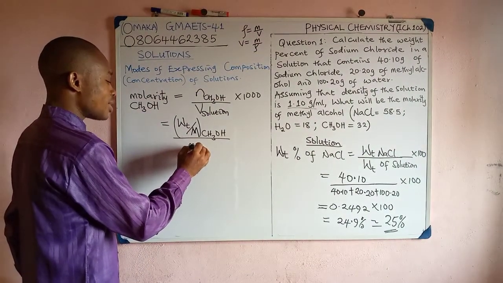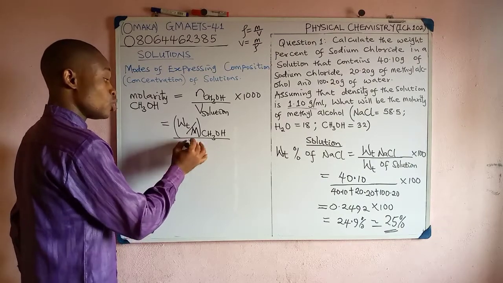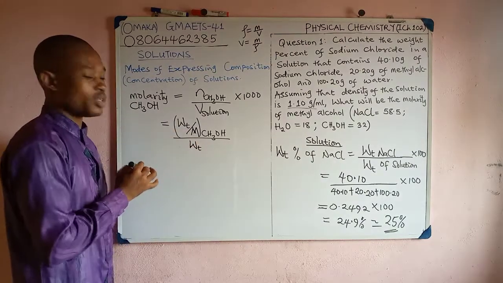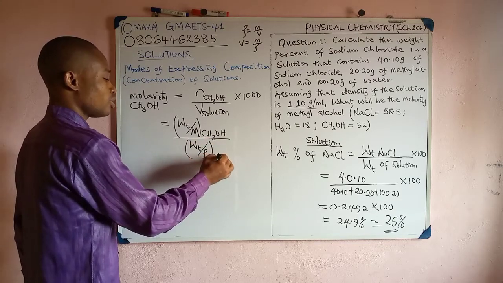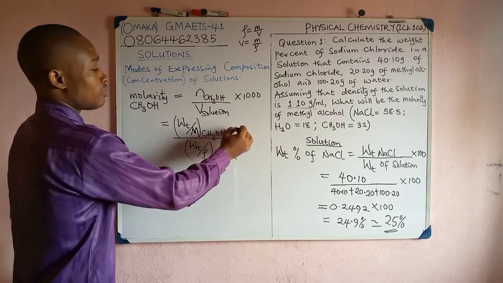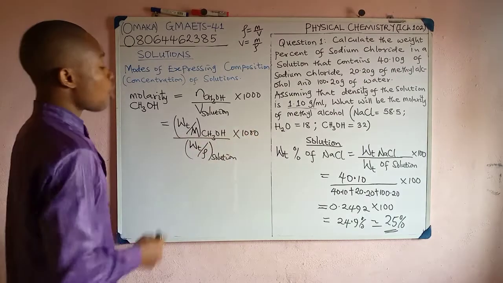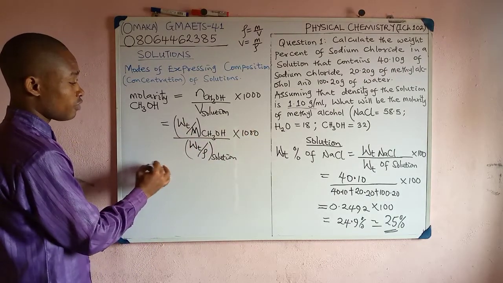So I'm going to write mass, or you can still use weight. Let's use W, divided by the density of this solution. Is that okay? Then times 1000. All we need to do now is to substitute all of this.